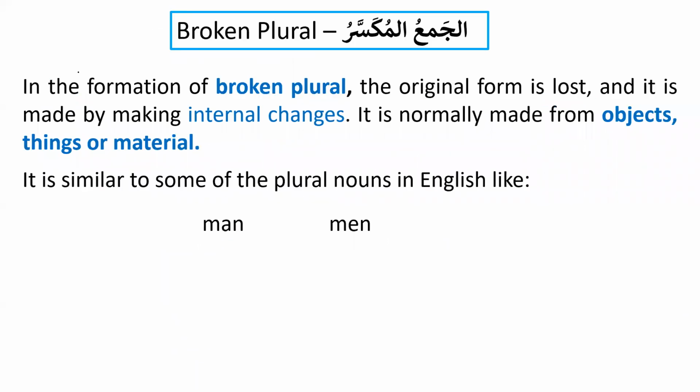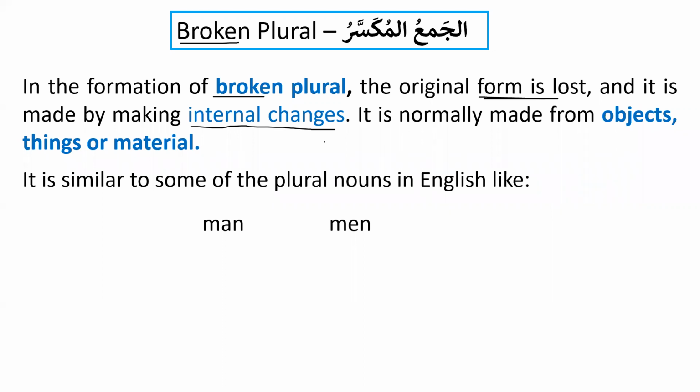Okay. Then let's have a look at al-jam'u al-mukassaru, which is broken plural. Now what happens? Why do we call it broken plural? As it is clear from the name, something will happen over there. So in the formation of broken plural, the original form is lost. The original form of the default noun is lost, and it is made by making internal changes. So there is no set formula. For example, for the sound plural, we have a formula of una, una, una. But for the broken plural, there is no sound formula.